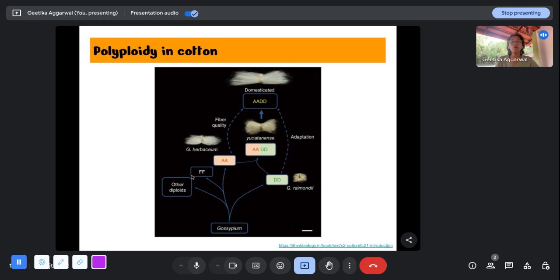Coming to polyploidy in cotton, you have Gossypium, which is the genus, and there are other diploid plants. There is Gossypium raimondii, which has the diploid genome DD, and then there is the wild Herbaceum, AA, and they come together, hybridized, and form a polyploid, which is called Hirsutum, AADD. And then from here, Herbaceum has also been domesticated, and you can again see that the fiber length, the staple length, is much longer for the domesticated variety.